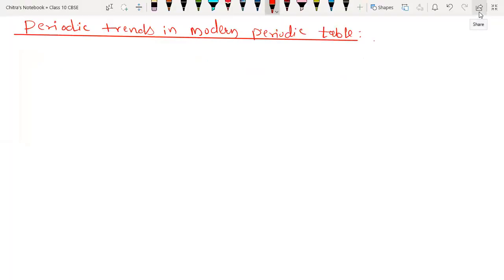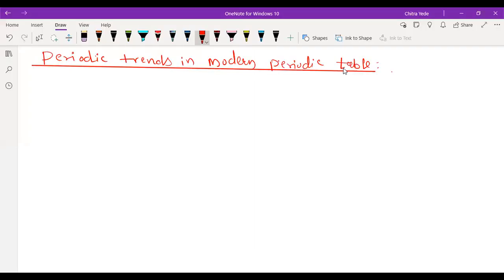Hello everyone. Today we are going to start the periodic trends in the modern periodic table. Periodic trends means what? First we have to understand that periodic trends means if we move from left to right in the modern periodic table, or from top to bottom along a group, what are the changes taking place in properties like atomic size, atomic radius, electronegativity, metallic character, non-metallic character.